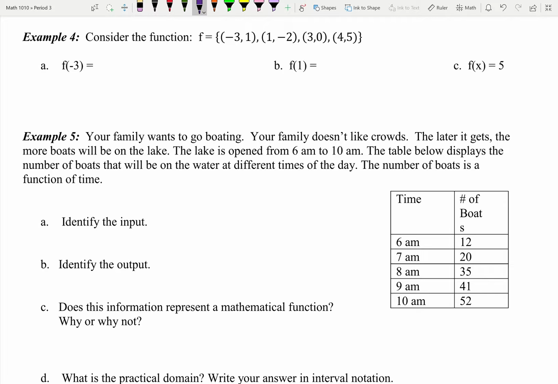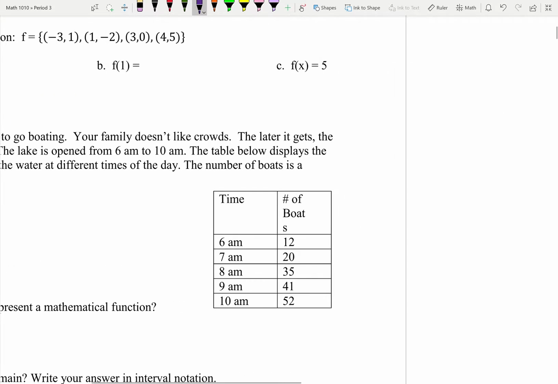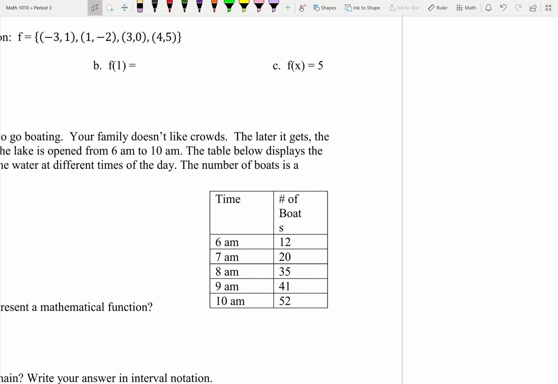It's the y, right? So let's write this down. When x is -3, comma, what is y? That's what they're asking you. So look at the ordered pairs. When x is -3, what's y? 1. That's easy. Look at the next one. When x is 1, everybody in the room, what's the answer? -2. This is easy.